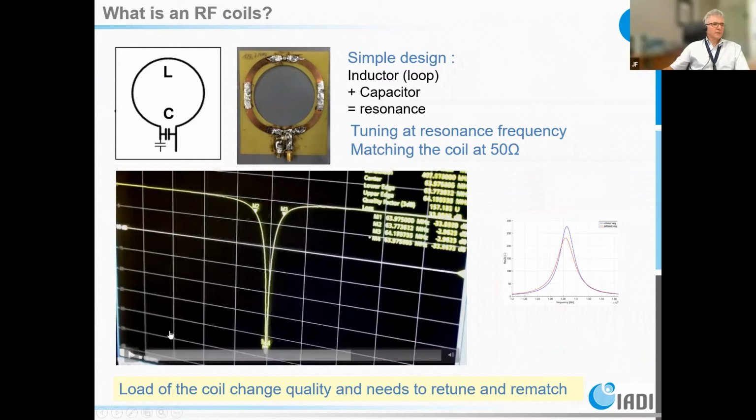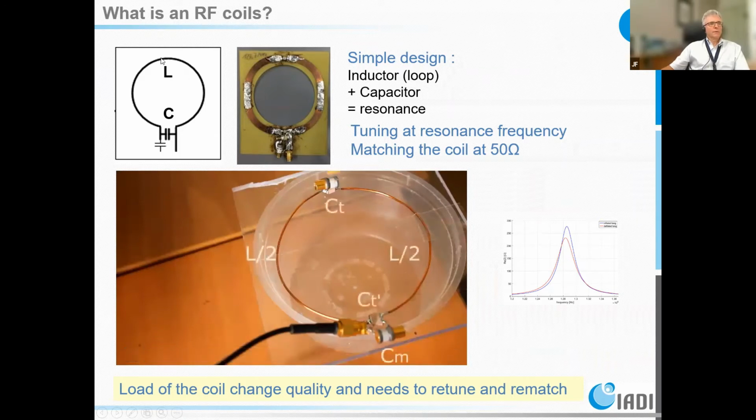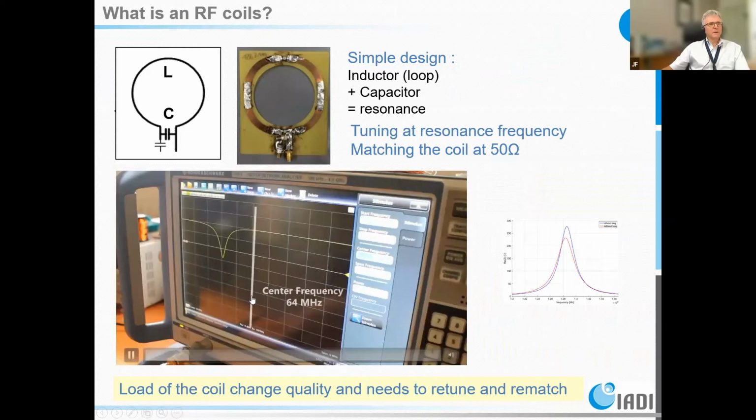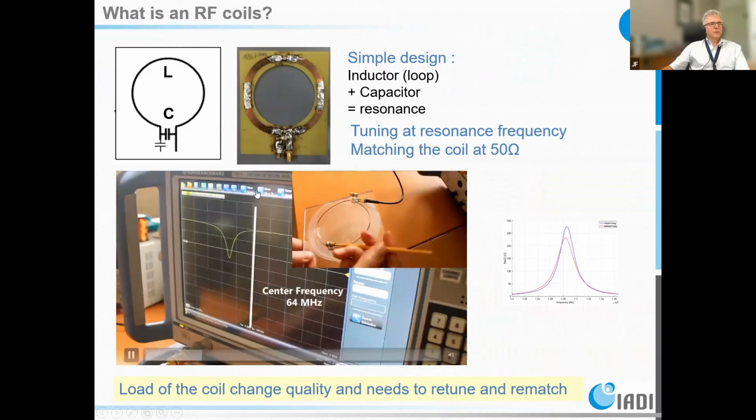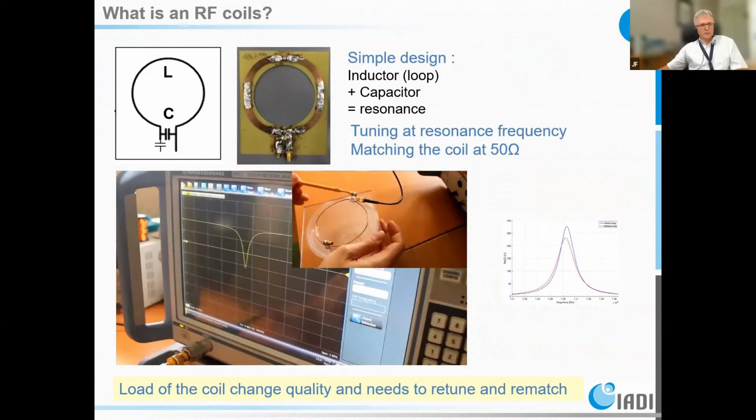So I start the system again. Sorry, I go back. So we have L, C. Sometimes you have some condensator here. This is the resonance system. You want to go in the middle, where you have the resonance frequency. You turn the condensator, you change the condensator just to go in the middle. And after that you are happy, you have tuned the coil to the resonance frequency. This is the first step.